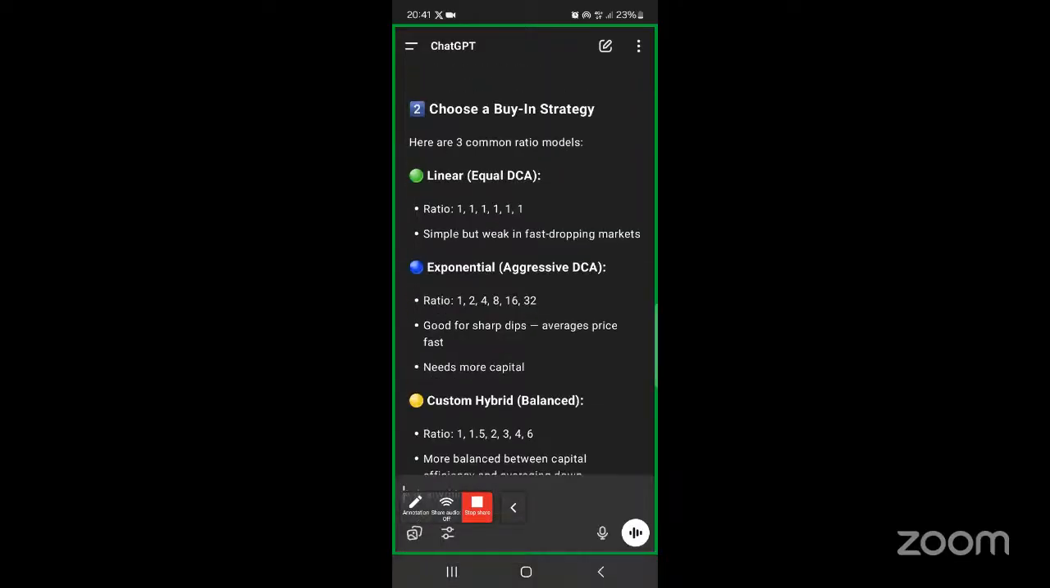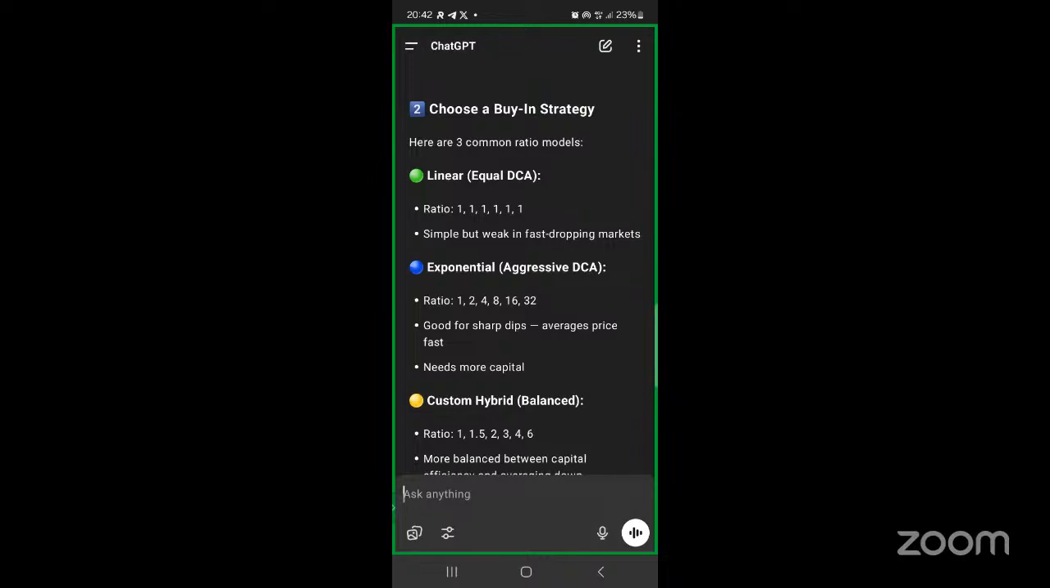Now, LoyalToO's AI is telling us the ratio. There are three ways. There is one which is linear. With linear, you simply put 1, 1, 1, 1. Simple but weak in a fast dropping market. It is simple, but it is weak when the market is dropping very fast. Equal DCA. So basically, what linear buying does is that you keep putting the same amount of money in the market. I don't know if someone is getting what I'm saying.